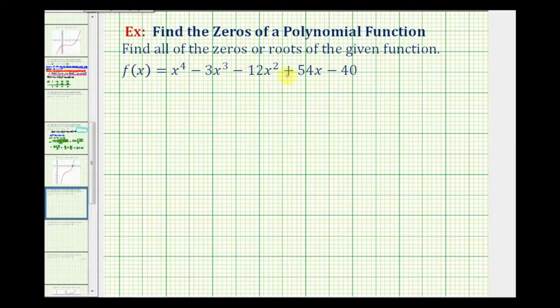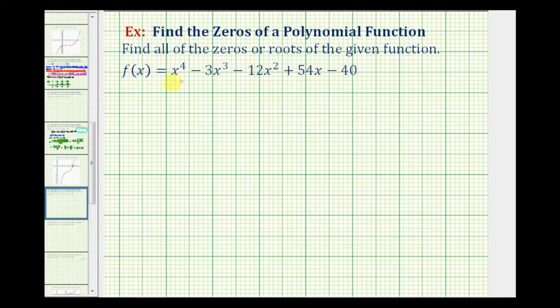We want to find all these zeros or roots of the given degree 4 polynomial function. Because it's degree 4, we can expect 4 complex zeros as long as we count multiplicity, meaning we count possible double zeros and so on. To do this, we first want to find the rational zeros of the function, and we're often asked to make a list of possible rational zeros of the function.